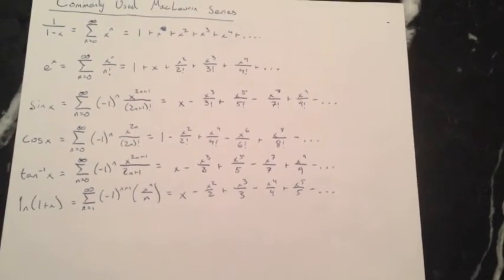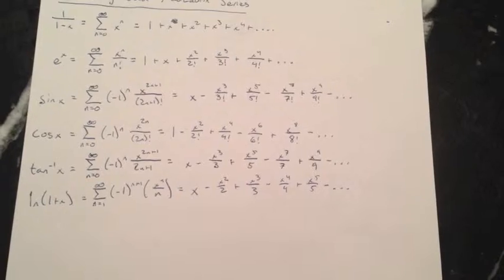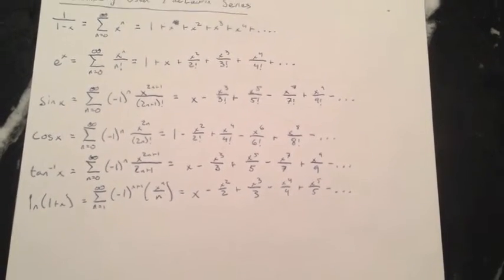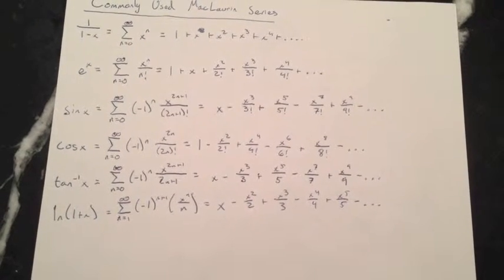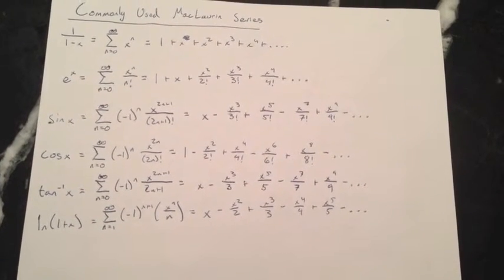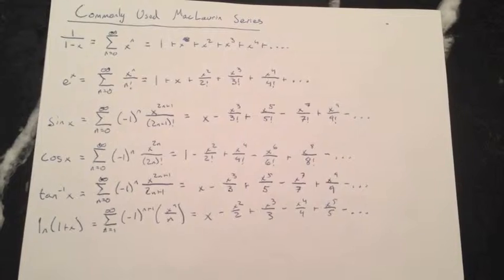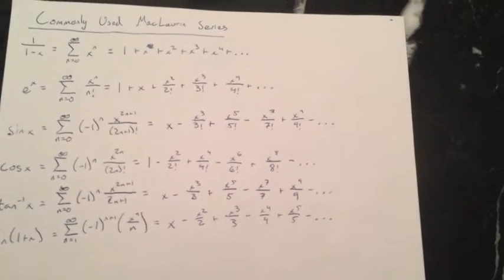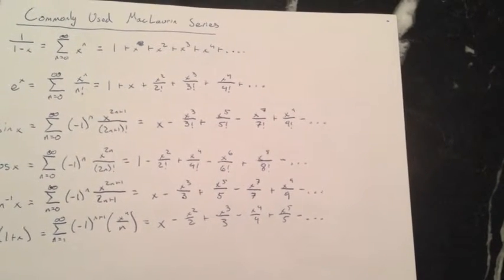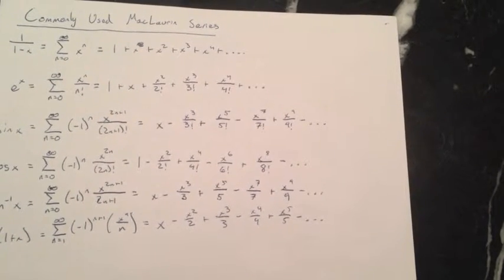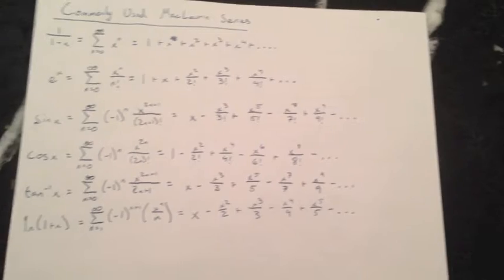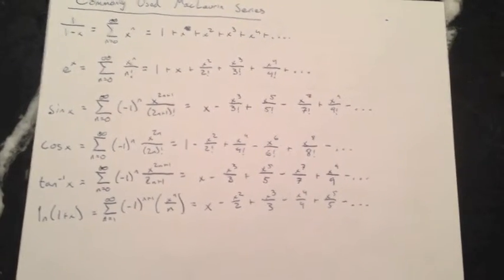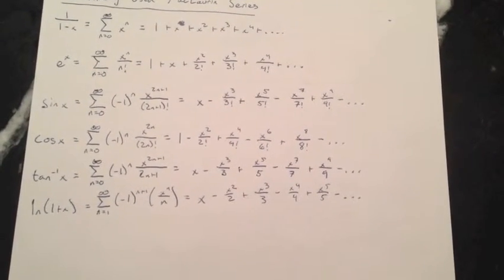Sine of x, this is where it alternates and skips every single even degree. And so the general formula is negative 1 to the nth power times x to the 2n plus 1 all over 2n plus 1 factorial. So it equals x minus x cubed over 3 factorial plus x fifth over 5 factorial minus x seventh over 7 factorial, etc., etc.